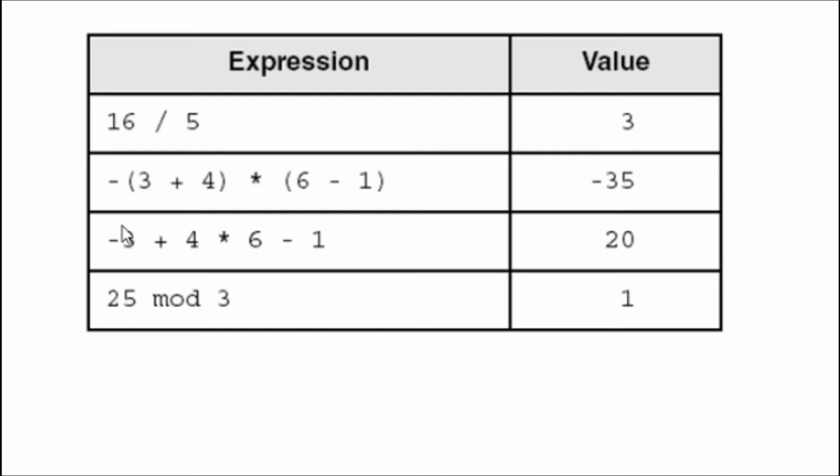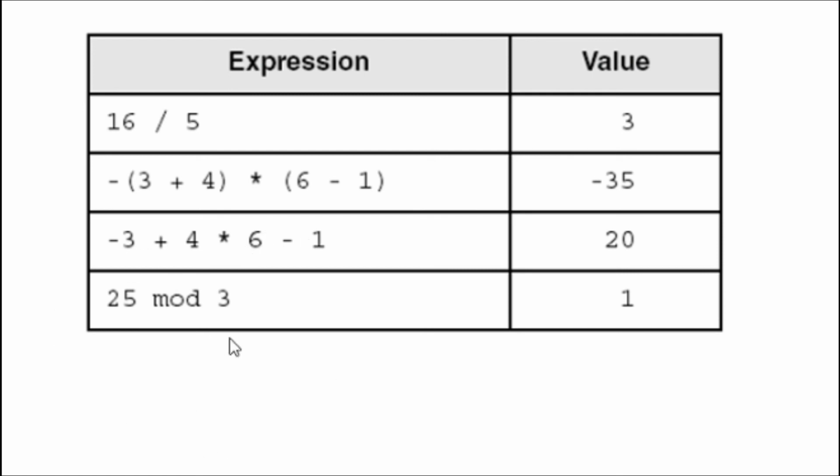Now our third example, there are no parentheses, but you have a unary minus sign here, so you get negative 3 plus 4 times 6 minus 1. Then next, you do multiplication, that will be 4 times 6, that will be 24. And lastly, you do the addition and subtraction. So that will be negative 3 plus 24 minus 1, and that will be equal to 20.